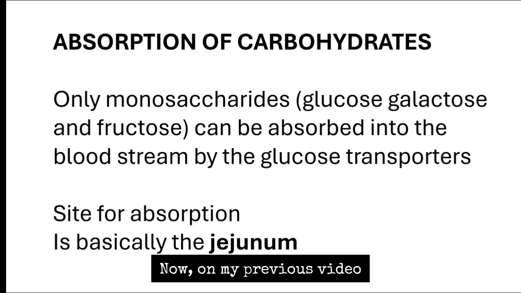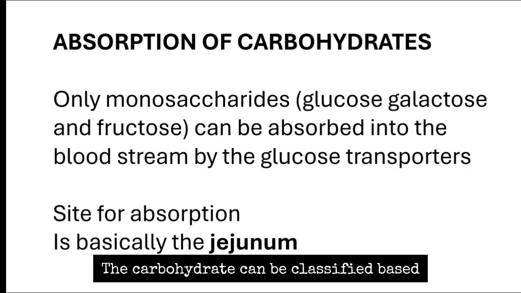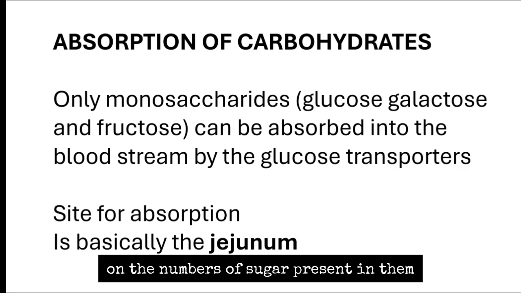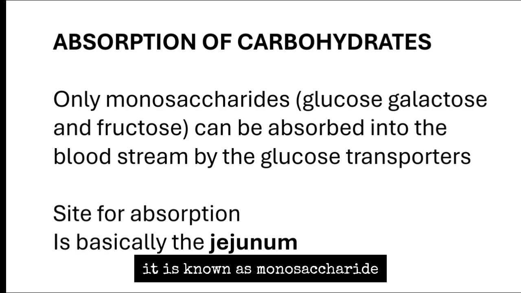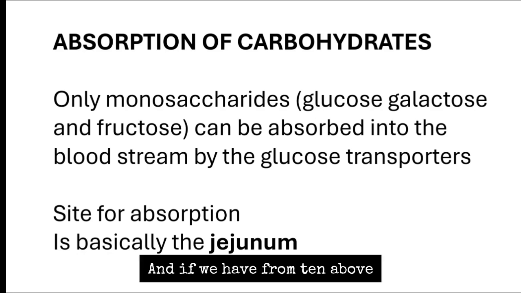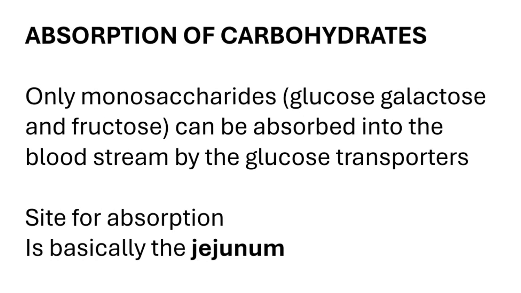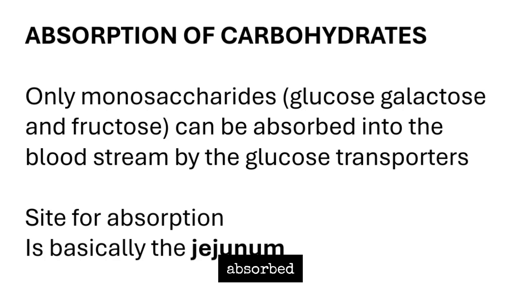Now, in my previous video, I made mention of the classification of carbohydrate. Carbohydrate can be classified based on the number of sugar units present in them. If we have one molecule of sugar, it is known as a monosaccharide. If we have 2 molecules of sugar, it is a disaccharide. If we have 3 to 10 molecules of sugar, it is an oligosaccharide. And if we have above 10, it's a polysaccharide. Now, not all of these classes of sugar are absorbed. Only the monosaccharides are absorbed.